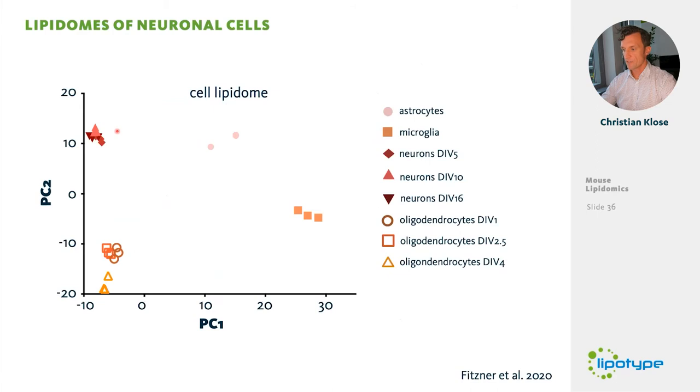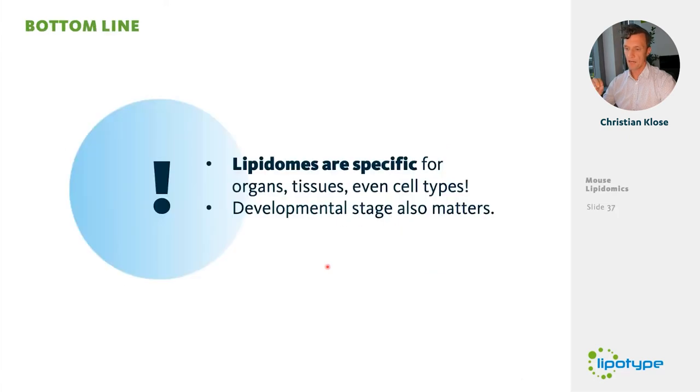And it's not only that, we also see that lipidomes evolve in the course of cellular differentiation. So we can even see a specialization of the lipidome through the course of the differentiation of different cell lines. We could do this sort of analysis for the oligodendrocytes, but also for the neurons. So not only are lipidomes specific for different organs, tissues, and even cell types, but even the developmental stages of the cell types, for example, also matter.